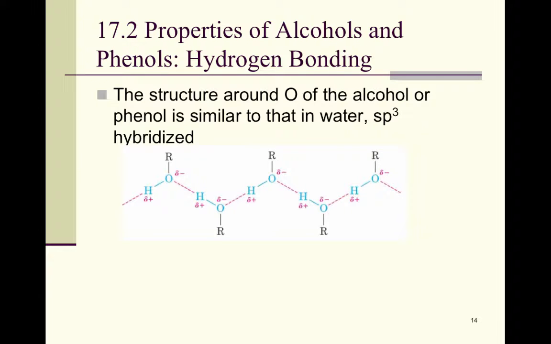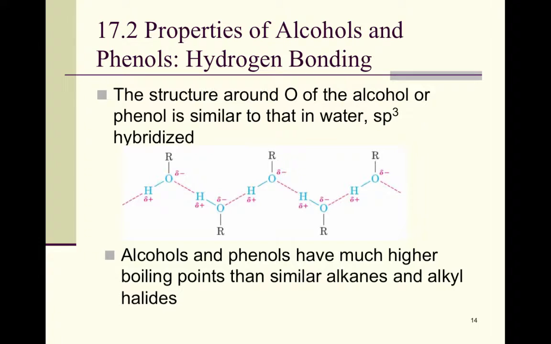The structure around the oxygen of the alcohol or phenol is similar to that in water. It's sp3 hybridized. Alcohols and phenols have much higher boiling points than similar alkanes of molecular weight and alkyl halides, and that is due to the hydrogen bonding.